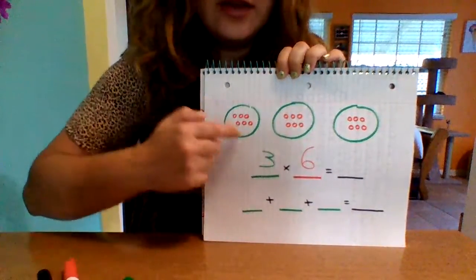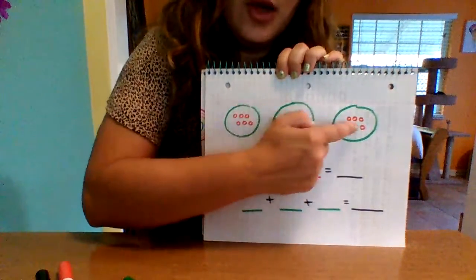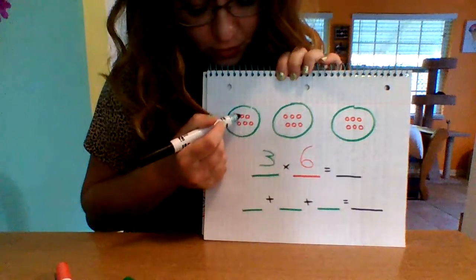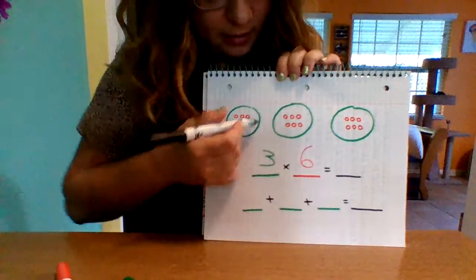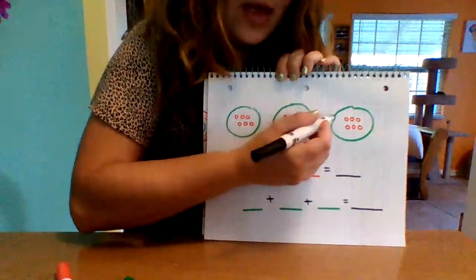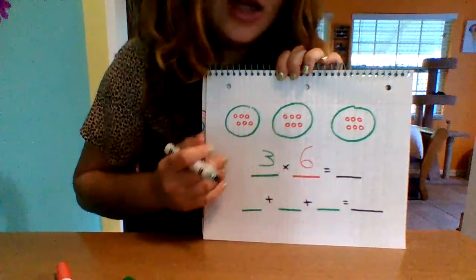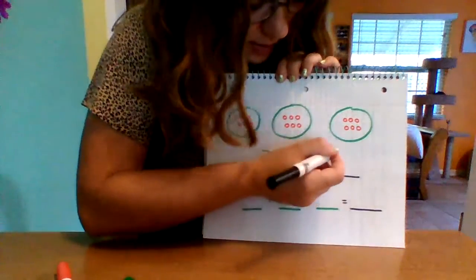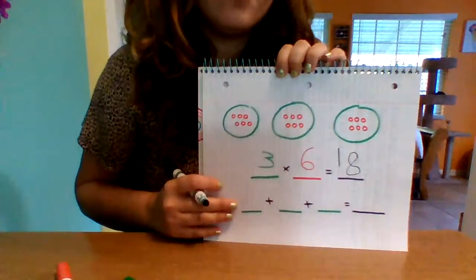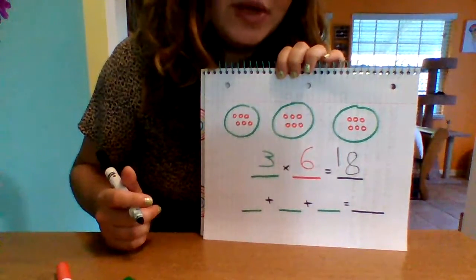Let's go ahead and find the product of this multiplication equation, which would also be the total of our repeated addition equation. 1, 2, 3, 4, 5, 6, 7, 8, 9, 10, 11, 12, 13, 14, 15, 16, 17, 18. 3 times 6 equals 18. And that's also, this 18, it's going to be the total of our repeated addition equation.